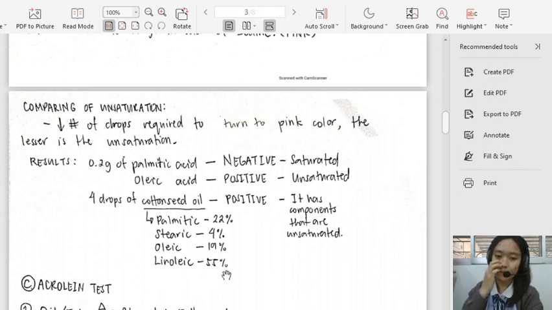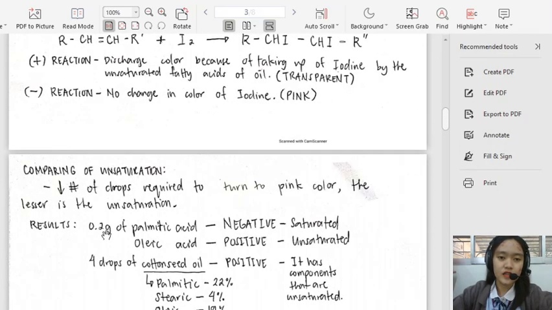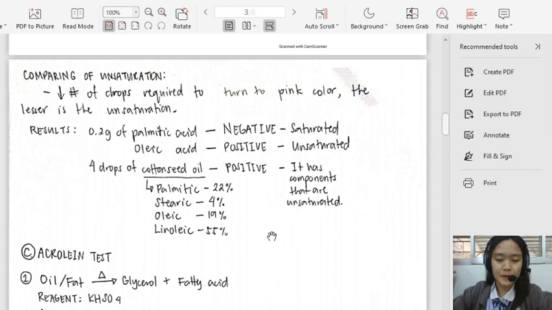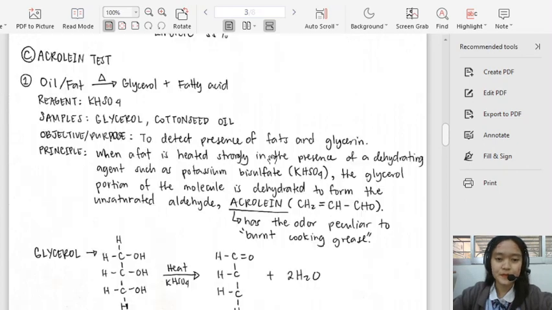Okay, so meron siyang components na unsaturated, and these unsaturated components, your oleic and linoleic, will be the ones creating a positive reaction for your subtest 2. Okay? So, kasi meron siyang oleic and linoleic, which are unsaturated lipids or fatty acids.